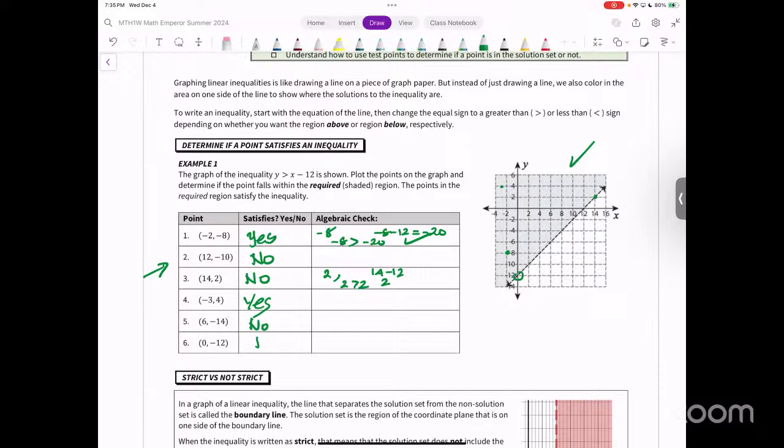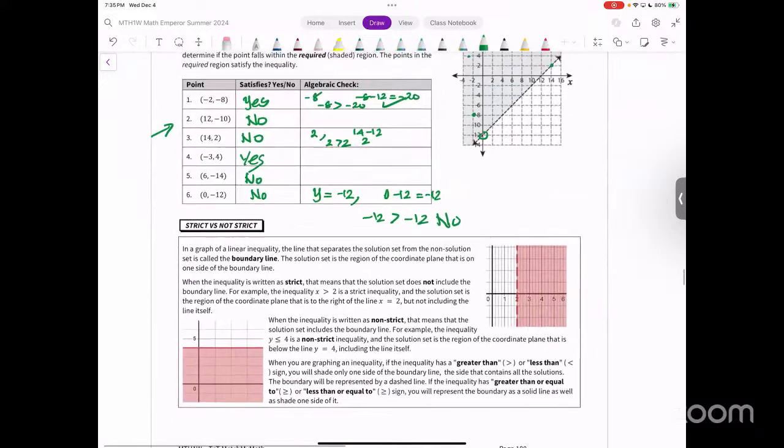No. So let's see why not. x is 0, isn't it? Make sense? So y is -12. My x minus 12 is 0 minus 12, which is -12. Is -12 greater than -12? No. So now we're going back here.